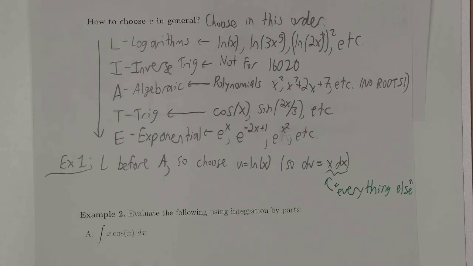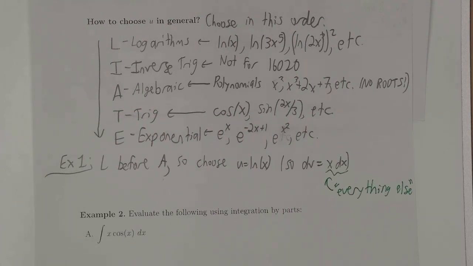So any questions on that part? Yeah? So if there's no roots in algebraic, where do you write it at the bottom? Yeah, so in this case, you're not supposed to, if you see a cube root or a square root or something like that, that should indicate that's not what you should be choosing for u. That's all that says. And we'll see an example of that in a bit, but that's the idea. Okay. Any other questions on that?